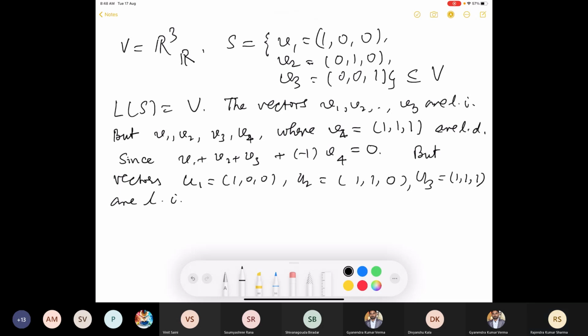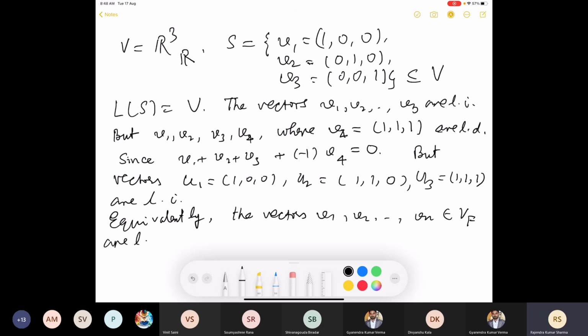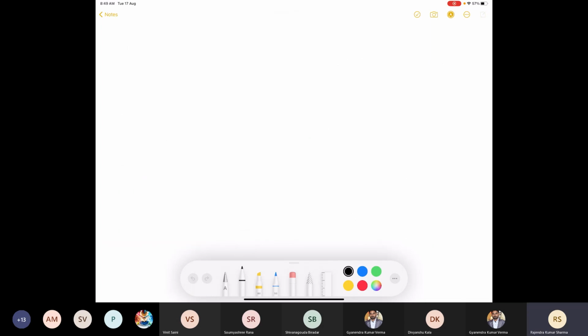Or, equivalently, you can say that the vectors V1, V2, ..., Vn in V over F are linearly independent if and only if whenever there is a linear combination, sum of alpha i Vi, i equal to 1 to n, equal to 0, this implies each alpha i is 0 for every i from 1 to n. So they are linearly independent if and only if every linear combination which is 0 implies that each coefficient, each scalar, is 0.